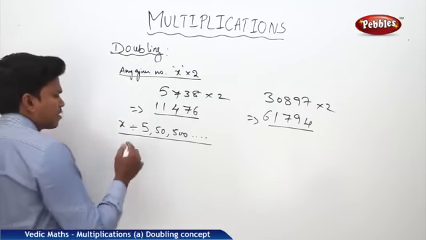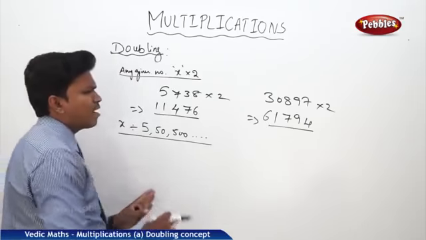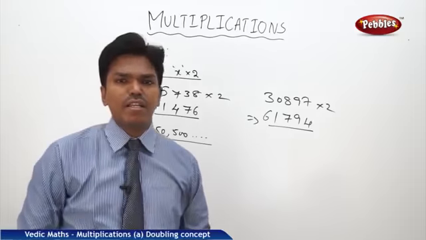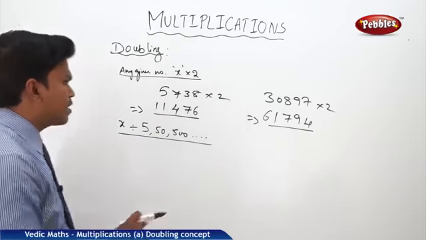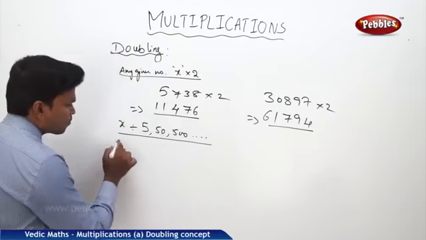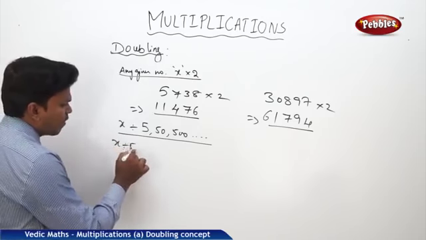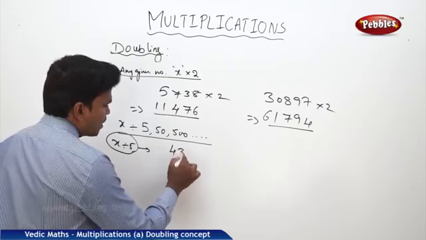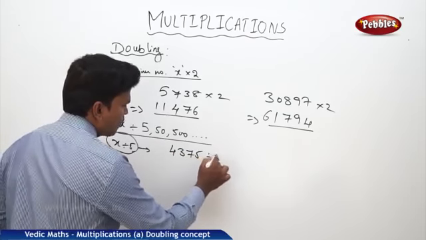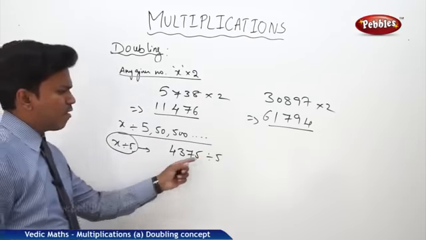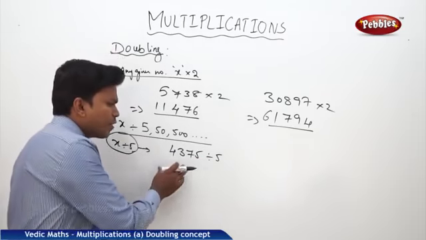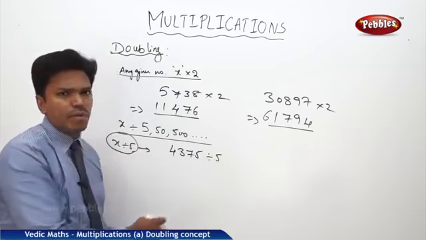Now you tell me, suppose you want to divide any number by 5, 50, 500 and so on. How can we apply this technique? First let us discuss with 5. Any given number by 5. Let us take some number like this, 4375 divided by 5. I want to divide a number by 5. Whenever you want to divide a number by 5, simply double the number.